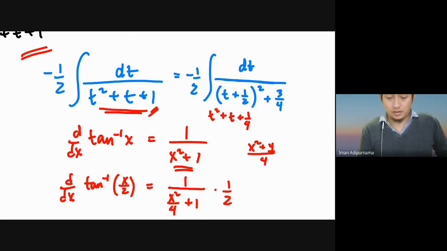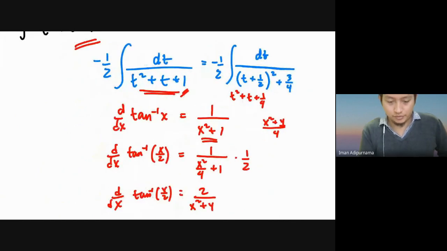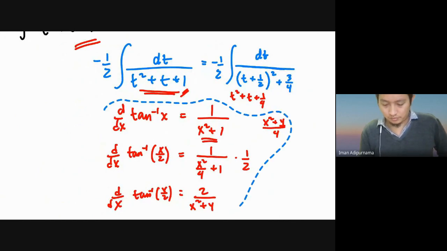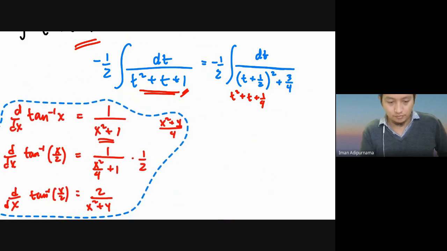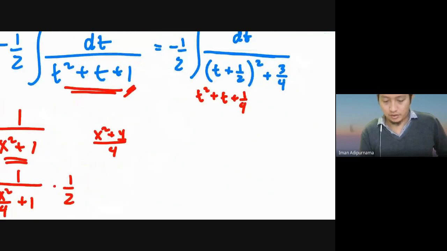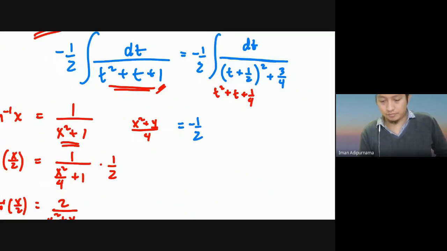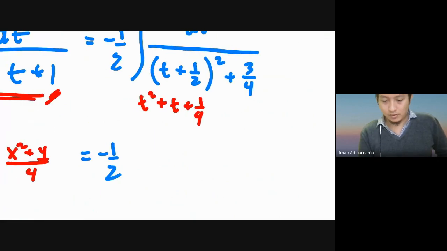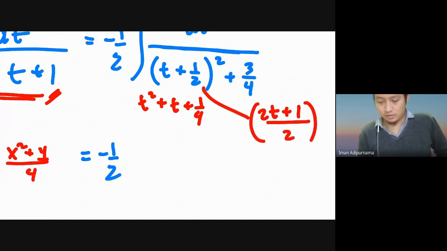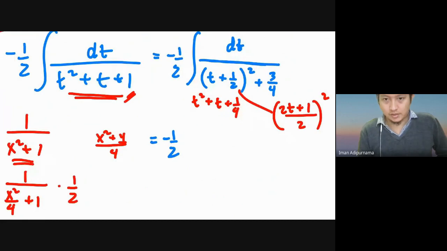Okay. Now let me move this to, okay. Now let's say we have this, we can write this as 2t plus 1 over 2, right? So we can write this in terms of a tangent inverse.